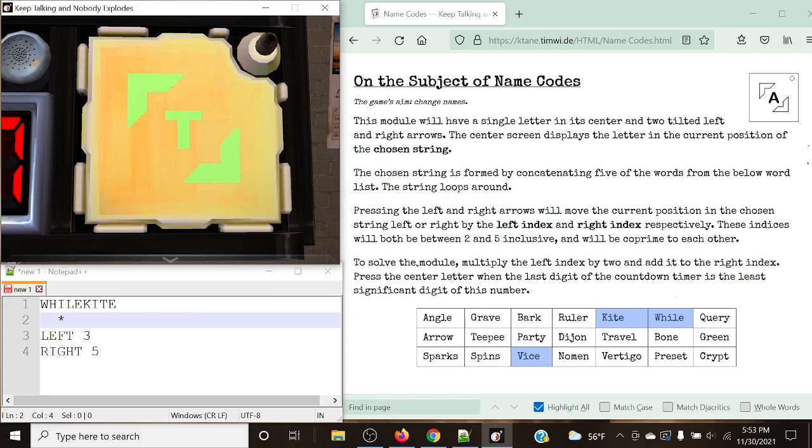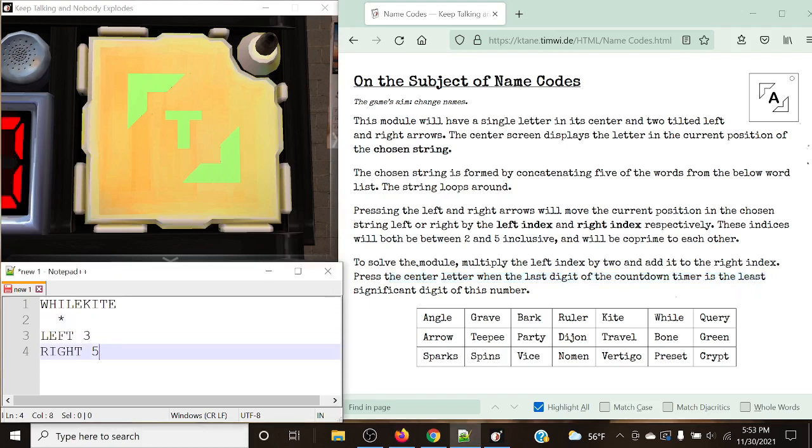So now exactly what do we do? We figured out our left and right index, and we figured out what words we're currently at. We need at while and kite. So to solve the module, we're going to multiply the left index by 2 and add it to the right index. And then we're going to press the center letter when the last digit of the countdown timer is the least significant number.